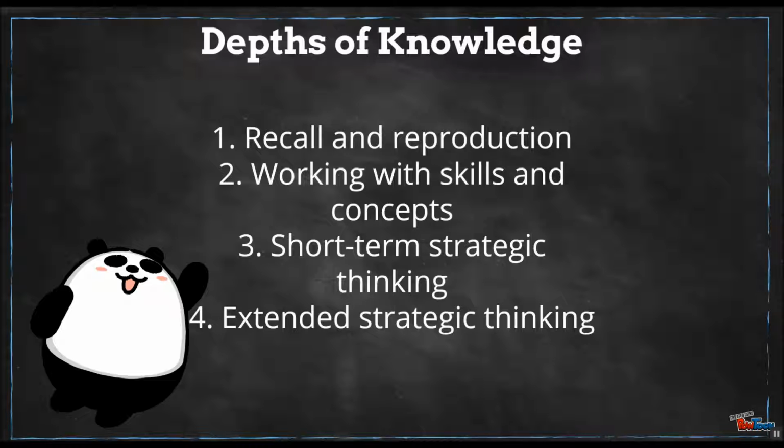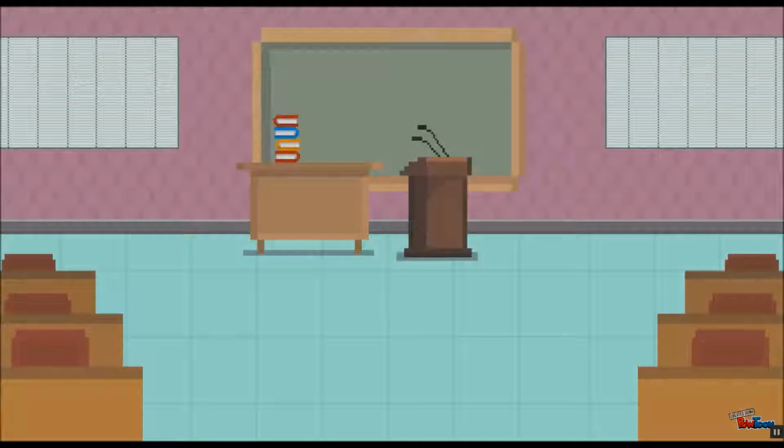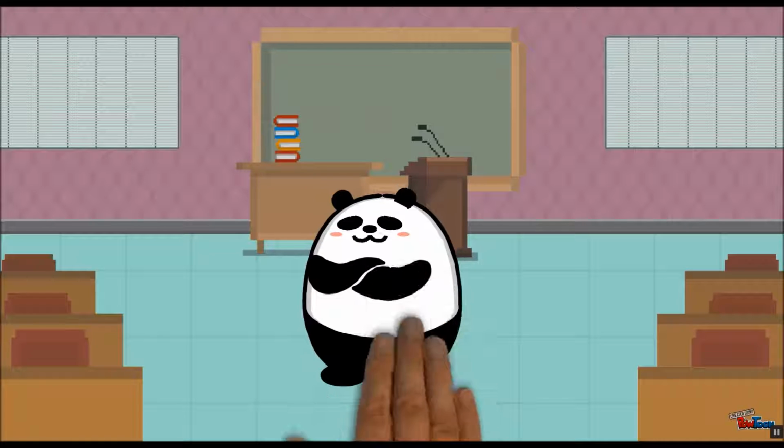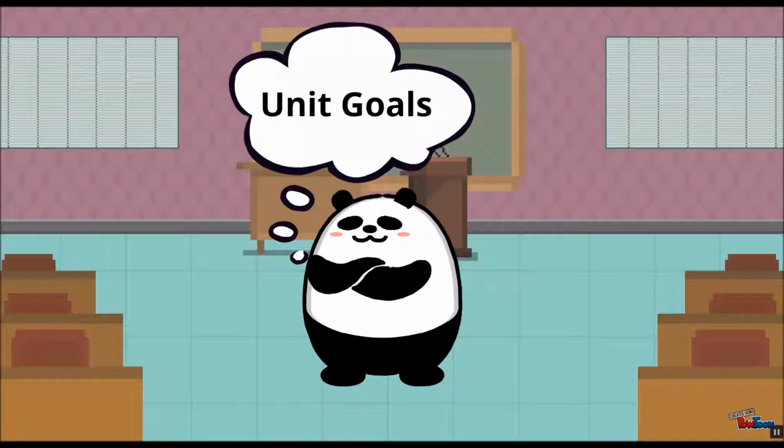All 4 depths of knowledge will also be incorporated within the activities in this unit. Number 1, recall and reproduction. 2, working with skills and concepts. 3, short-term strategic thinking. And number 4, extended strategic thinking. The unit will be divided into 4 main parts.